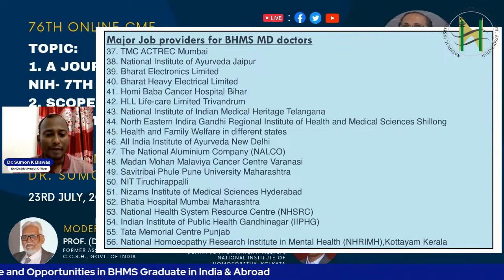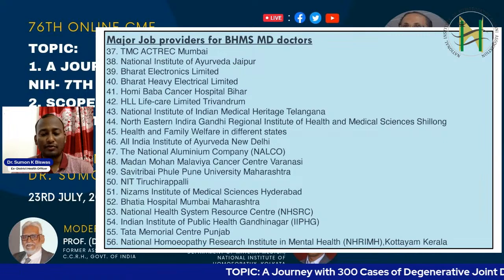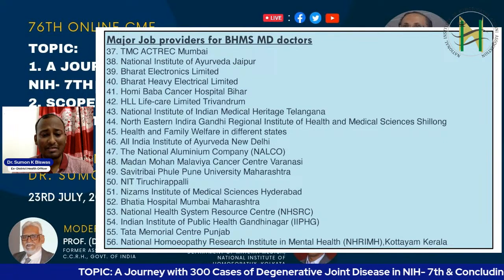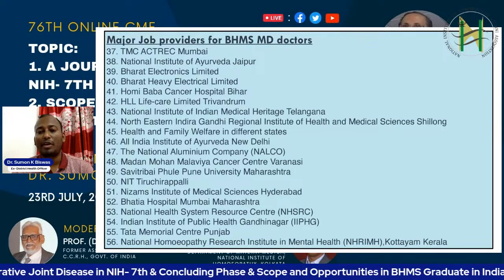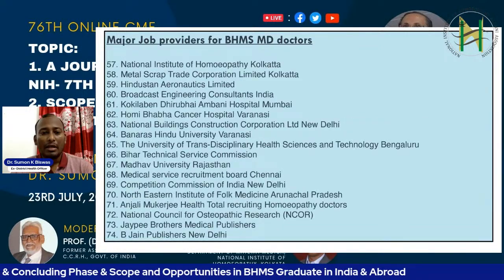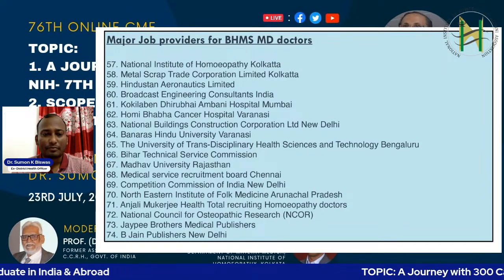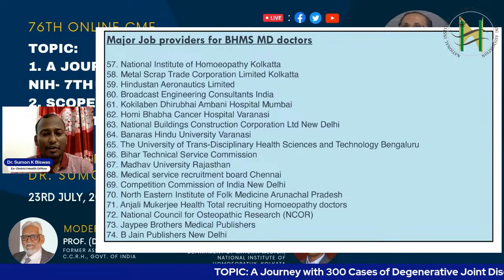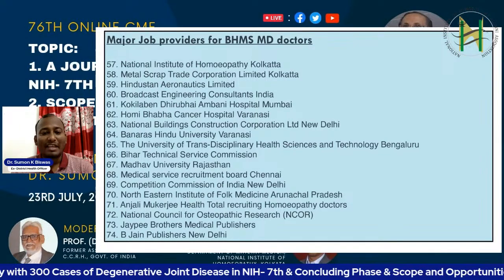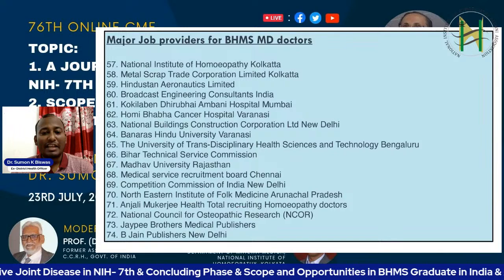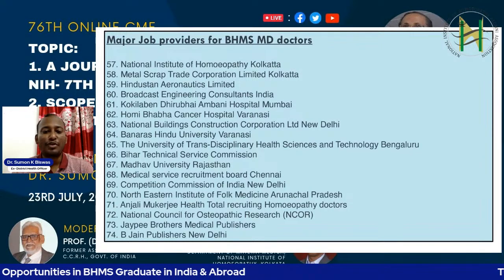Now they are giving options to graduates of MBBS, BDS or Ayush. So now we have opportunities to work. National Health System Resource Center, NHSRC, Tata Memorial Center in Punjab, National Homoeopathy Research Institute in Mental Health, Kottayam, Kerala. And the National Institute of Homeopathy. This institute is a government level recruiter. Metal Scrap Trade Corporation Limited, Kolkata, Broadcast Engineering Consultants India, National Buildings Construction, Banaras, for homeopaths, the West Bengal University of Health Sciences. So we have opportunities to work on that.